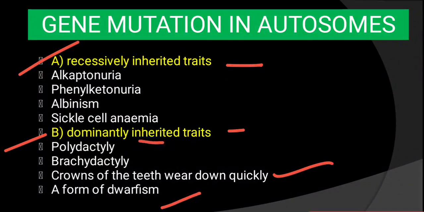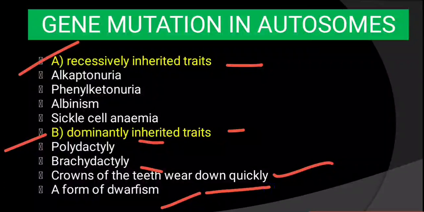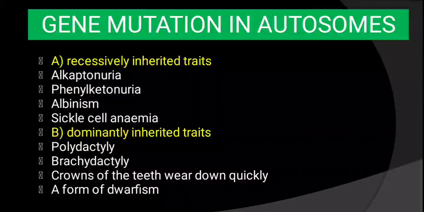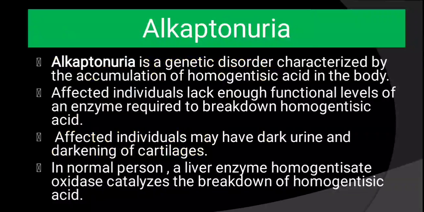In polydactyly, there are extra digits. The affected person has extra digits, or we can say extra fingers on the hands and legs. Whereas in brachydactyly, the fingers are shorter as compared to normal, shorter digits. In affected people the crowns of the teeth wear down quickly, and dwarfism is also a dominantly inherited trait. Now learn in detail about recessively inherited traits.